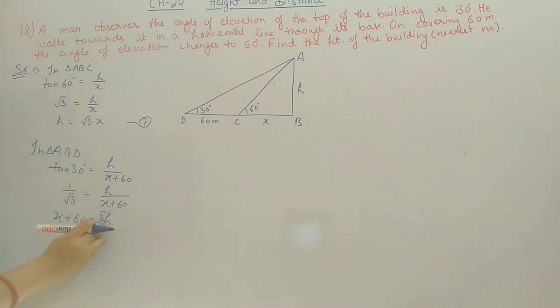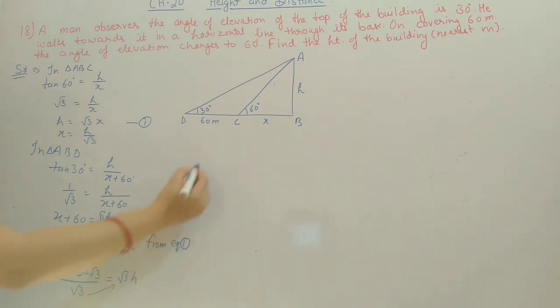Now we have to find out h. This x we will replace with the help of this first equation. From this first equation we can write x is equal to h by root 3. So h by root 3 plus 60 equal to root 3h. This we have replaced from equation 1. Now take LCM here. You will get h plus 60 root 3 by root 3 is equal to root 3h. This root 3 you can shift another side.